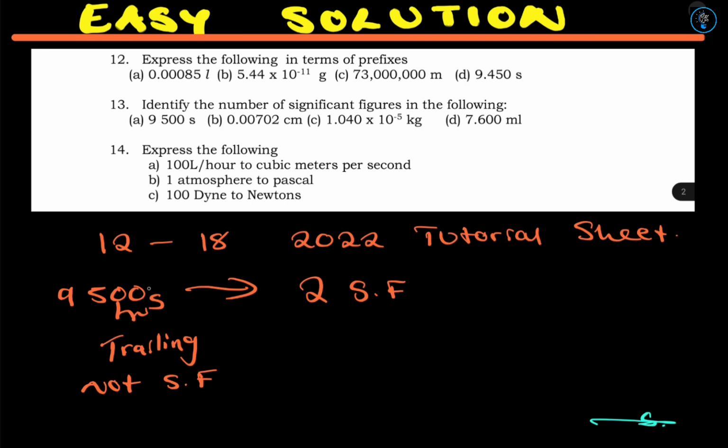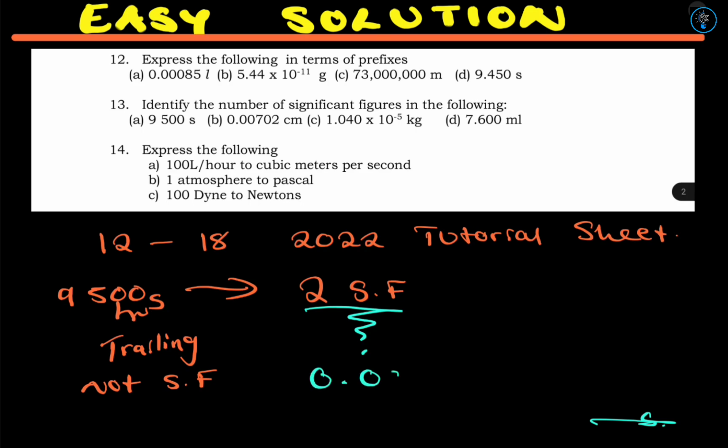So they shouldn't be counted. Since this number has no decimal place, or no decimal point, we can say it has only two significant figures. Okay, let's do another question.